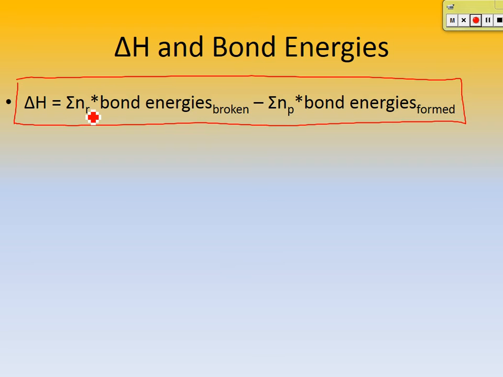So this is the number of actual bonds in the reactants that are broken. We take the number and times it by the bond energy. Minus the sigma sign takes the sum of the number of product bonds, and we're going to times that by the bond energies formed.